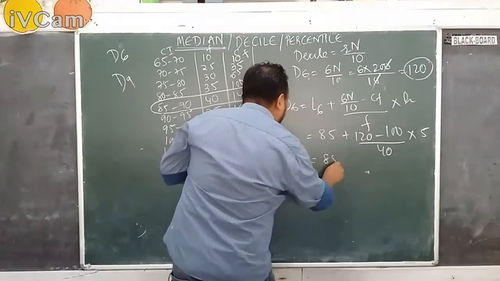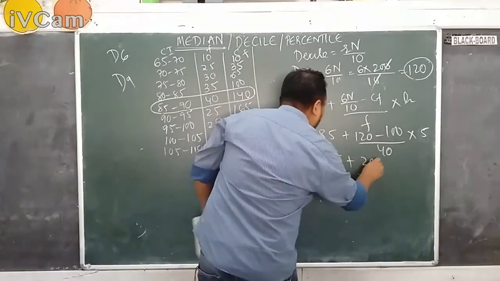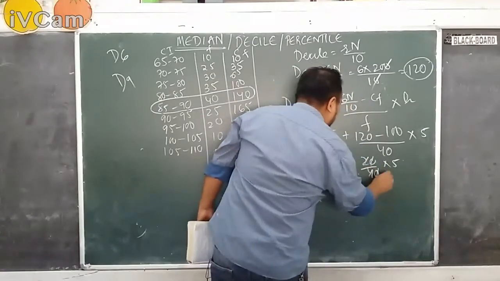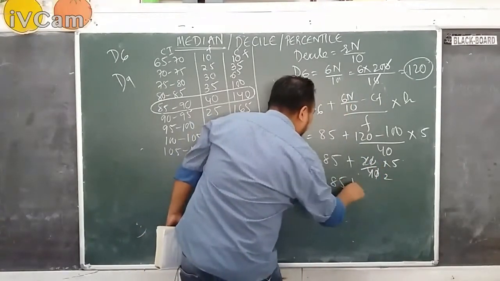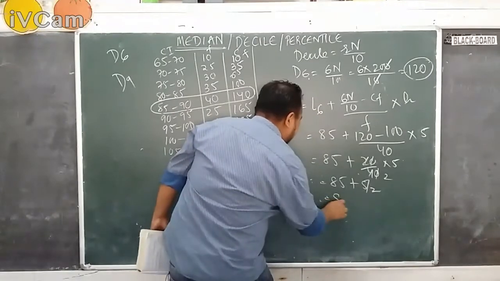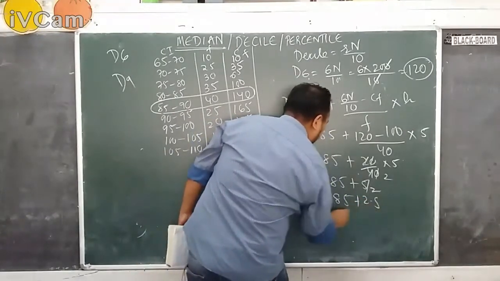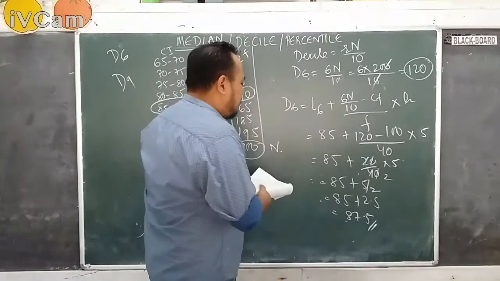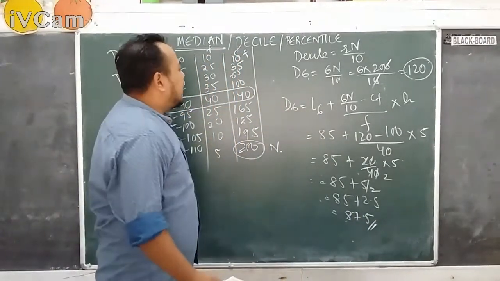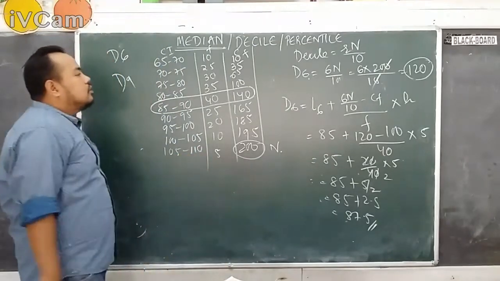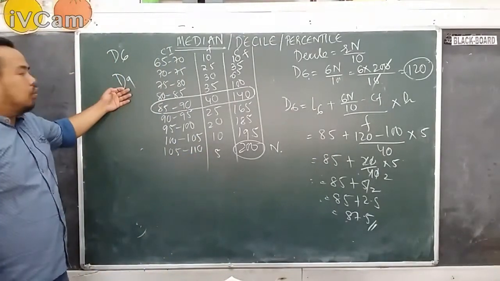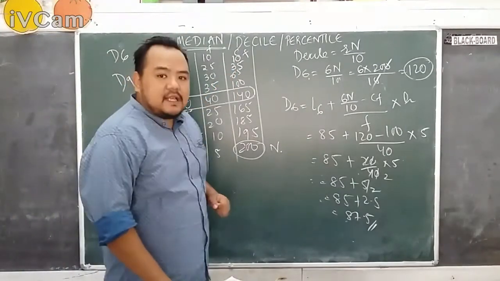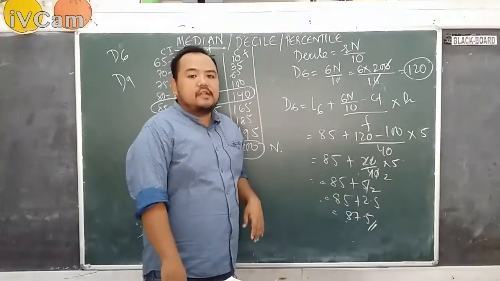So what do you get? 85 plus 20 divided by 40 into 5, 0 and 0, 2 and 2. So you get 85 plus 5 by 2. So this is 85 plus 2.5. So the answer is 87.5. So this is how you calculate the decile. I want you all to try the 9th decile at home, and next class I'm going to explain the percentile to you.